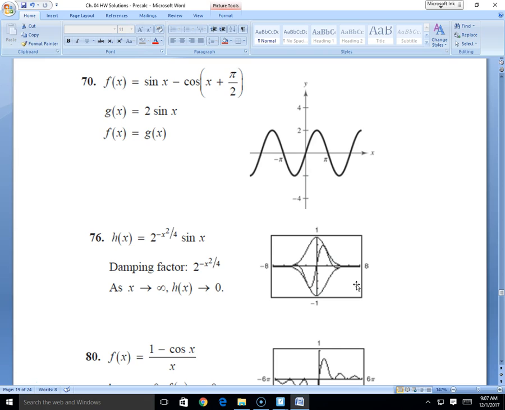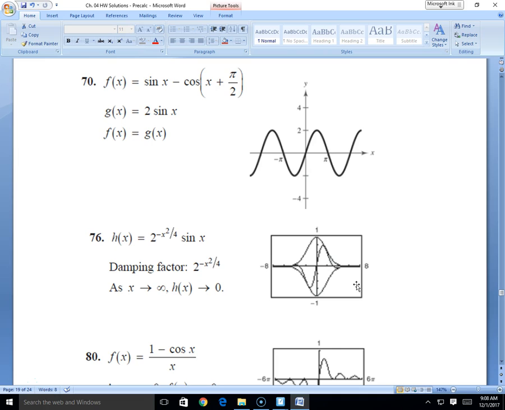Number 70, I think they had you graph both and then see what was going on. What did you guys notice? How many graphs were there, even though there were two functions? Just one. Wait a minute, if there's only one graph and you're graphing two functions, what does that mean about the two functions? They must be equal. Weird, but true.